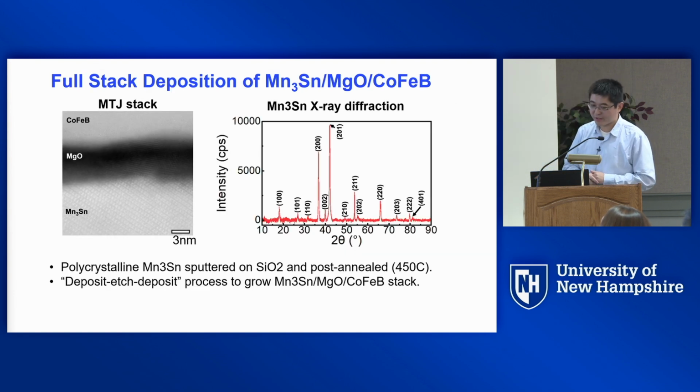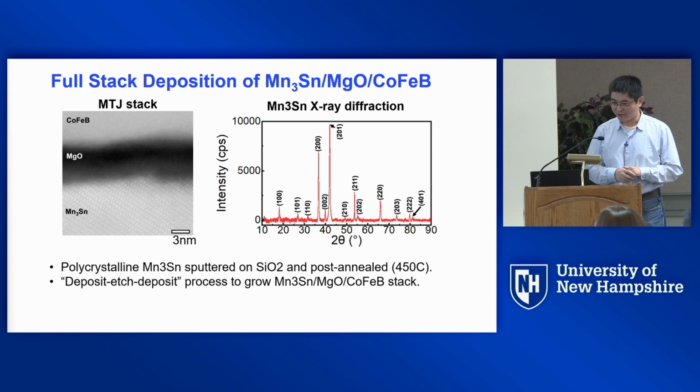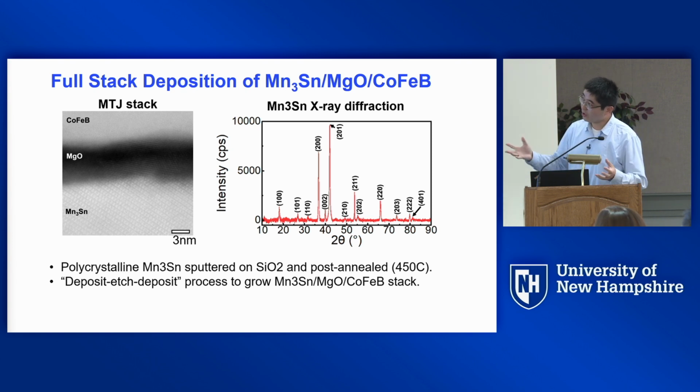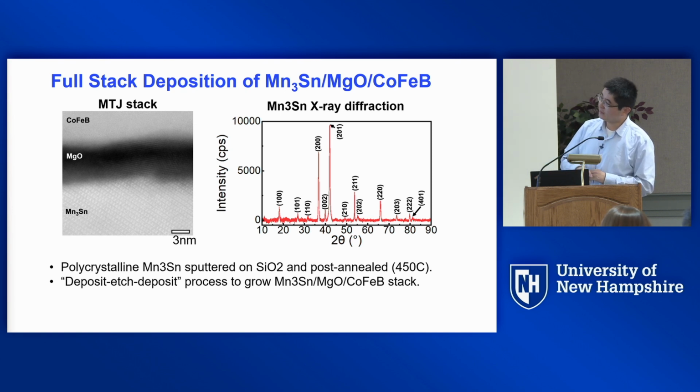So basically, we build such a magnetic tunnel junction structure using manganese 3 tin as the bottom electrode, cobalt boron as the top electrode, and MgO as the tunneling barrier. Although this structure sounds simple enough, in terms of real fabrication it's a little bit involved. The reason is that in order to get a crystallized tunnel junction, you have to do some annealing.